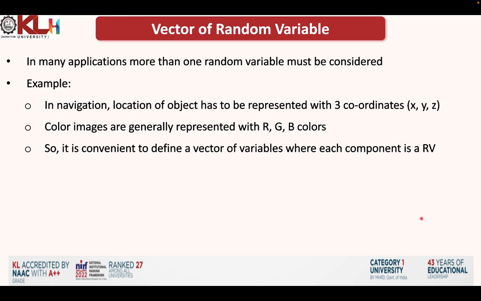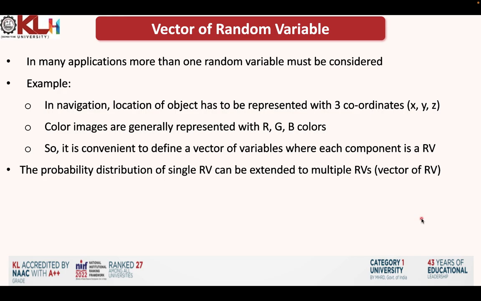For example, in navigation, the location of an object has to be represented with 3 coordinates x, y, z, each can be a random variable. So the position can be an outcome in the sample space, but that sample space will have 3 coordinates, which can be represented by 3 random variables. Similarly, images can be represented with 3 colors, red, green, and blue. So many times it's convenient to use a vector of random variables where each component is a random variable.